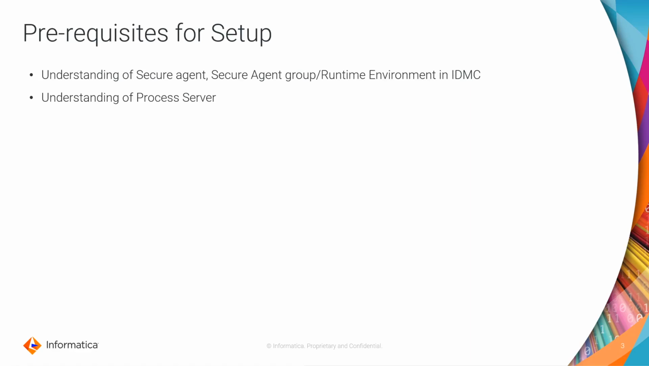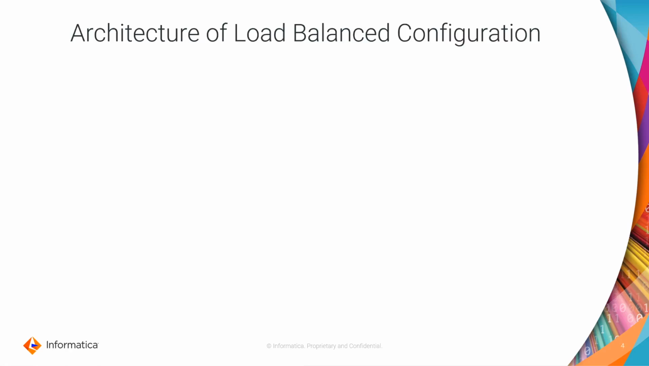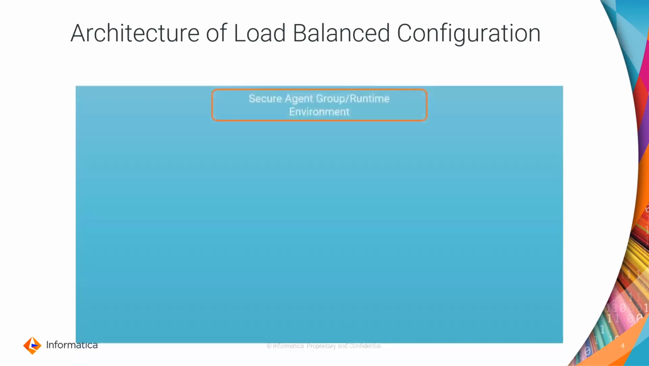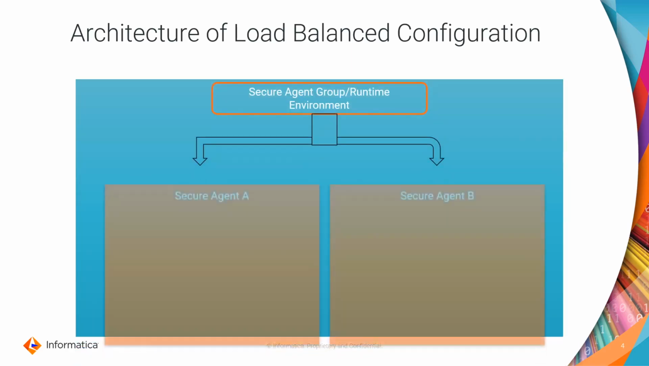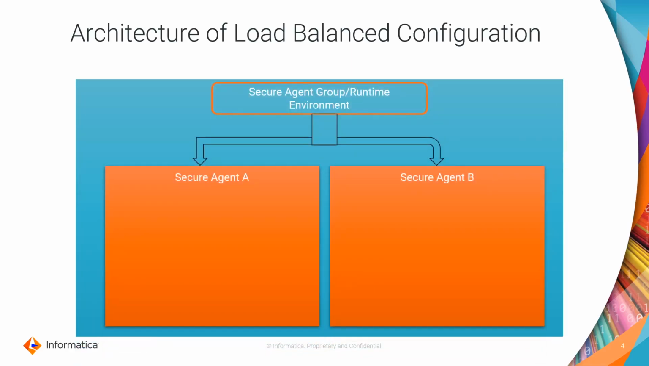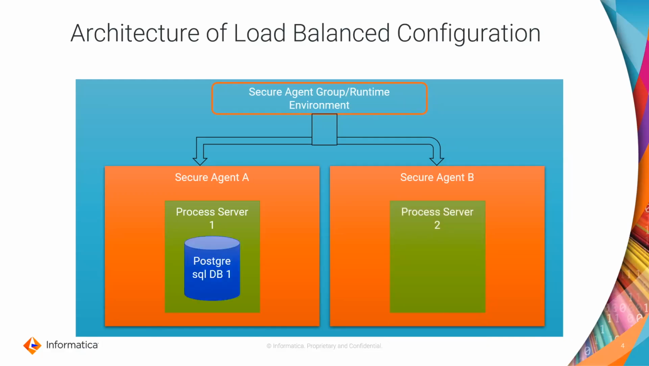Here are the prerequisites. You should have an understanding of secure agent group or runtime environment in IDMC, and an understanding of process server. As you may already be aware, a secure agent group or runtime environment contains one or more secure agents. A secure agent is a combination of multiple microservices like data integration, mass ingestion, etc. Process server is one among them. Process server comes with an embedded Postgres DB to store metadata related to assets published on a secure agent that are part of the application integration product.